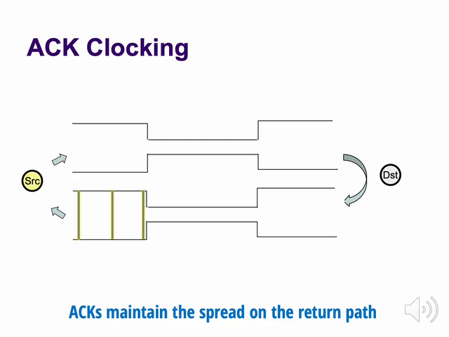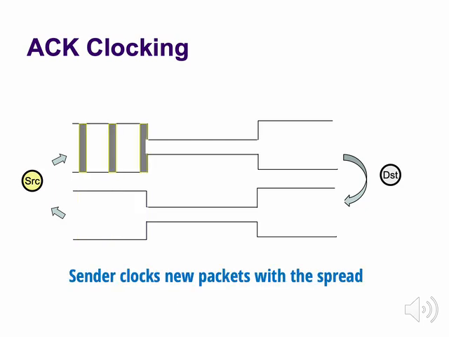And so now after one round trip time, if you look at the pattern of the sender putting new data packets into the network, we see that these new packets are clocked, or maintaining the spread that was determined by the bottleneck link. So the source is no longer sending these bursts of packets. Instead, it's sending them out nicely paced.